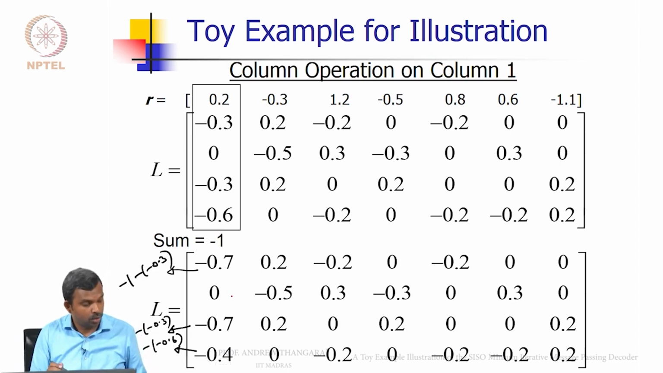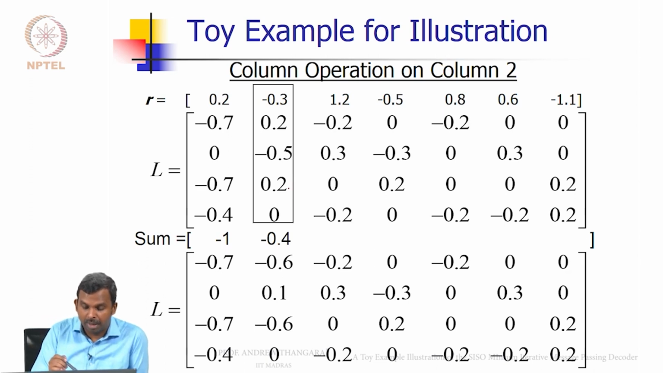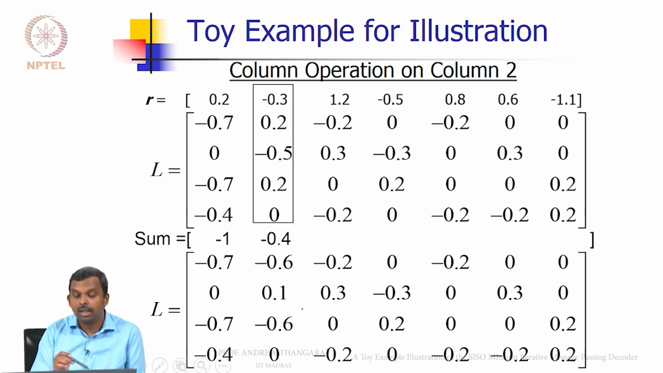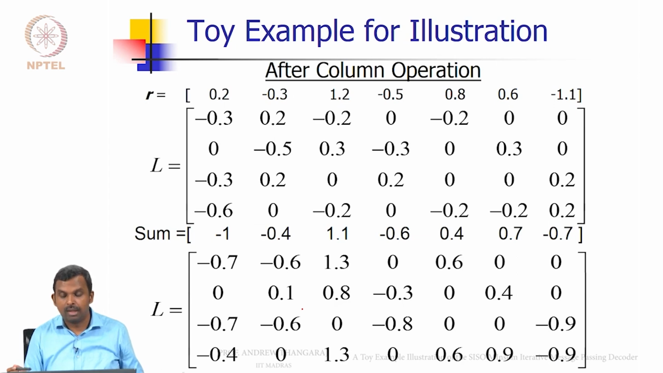Okay, what will you do in the second column? You add up everything, you get minus 0.4, and then how do you replace the corresponding value? Minus 0.4 minus 0.2 is minus 0.6, minus 0.4 minus of minus 0.5 is plus 0.1, and then minus 0.4 minus 0.2 is minus 0.6. You add it up, that way you will be done with the column operation. So, now you can finish off all the operations and you get this.